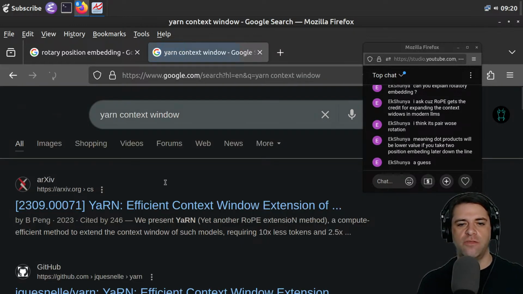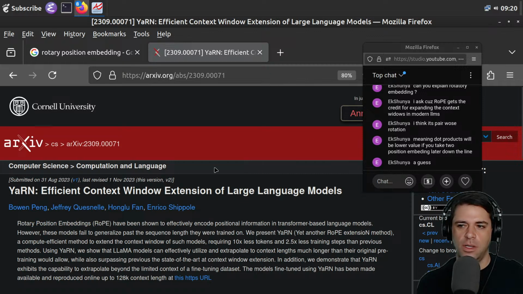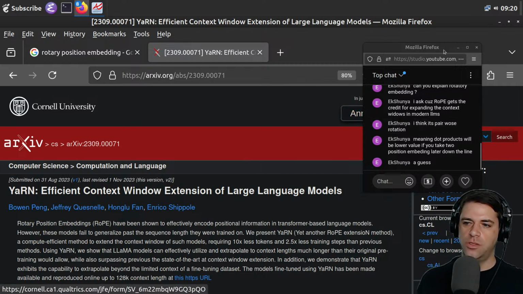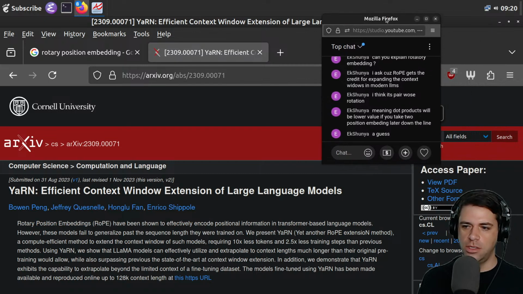I don't know if that's different from other context window stuff. Meaning dot products will be lower value if you take two position embeddings later down the line. I think that's what it means.